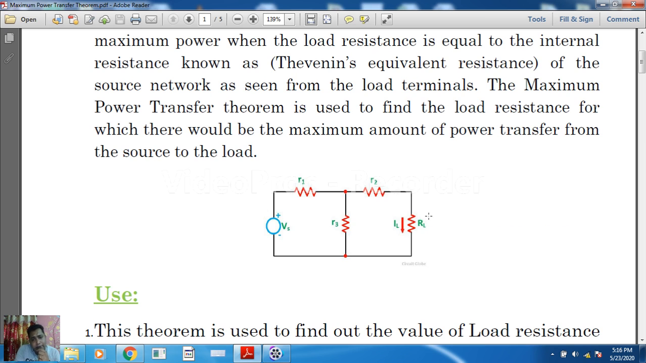So what we have done there, as per Thevenin's theorem, first we removed the load resistance. Then we made that terminal open and found the open terminal voltage. That voltage we gave the name Thevenin's voltage, VTH. I think you can remember this one. So that was our first step.